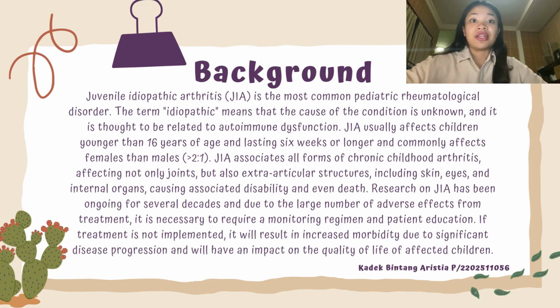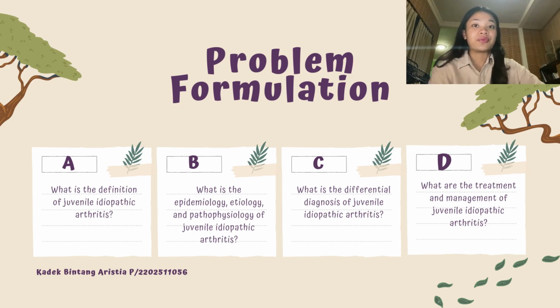Research on JIA has been ongoing for several decades, and due to the large number of adverse effects from treatments, monitoring regimens and patient education are required. If treatment is not implemented, it will result in increased morbidity due to significant disease progression and will have an impact on the quality of life of affected children. The problem formulations of this paper are: what is the definition of juvenile idiopathic arthritis, what are the epidemiology, etiology, and pathophysiology, what is the differential diagnosis, and what are the treatment and management of juvenile idiopathic arthritis. That's all from me, and the next slide will be presented by my friend.